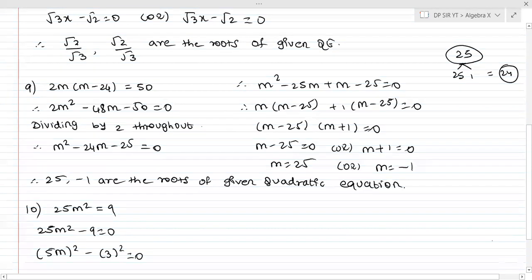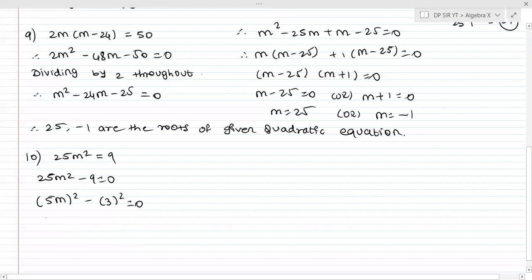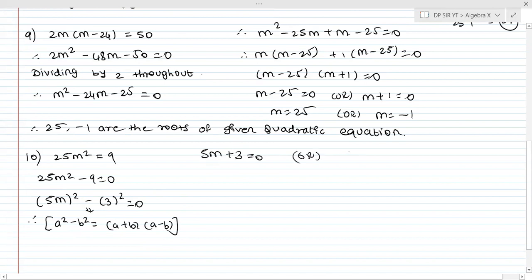So if you look at it carefully here, my OneNote is hanging a bit today, I don't know why. So here it's going to be a square minus b square, which is equal to a plus b into a minus b. You can write here a square minus b square is equal to a plus b and a minus b. If you want, write it down. This is of that form. So therefore here it's going to be 5m plus 3 is equal to 0 or 5m minus 3 is equal to 0.